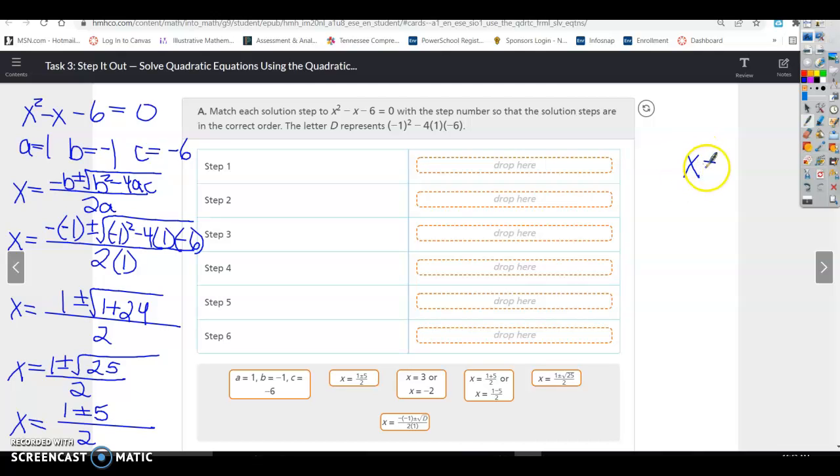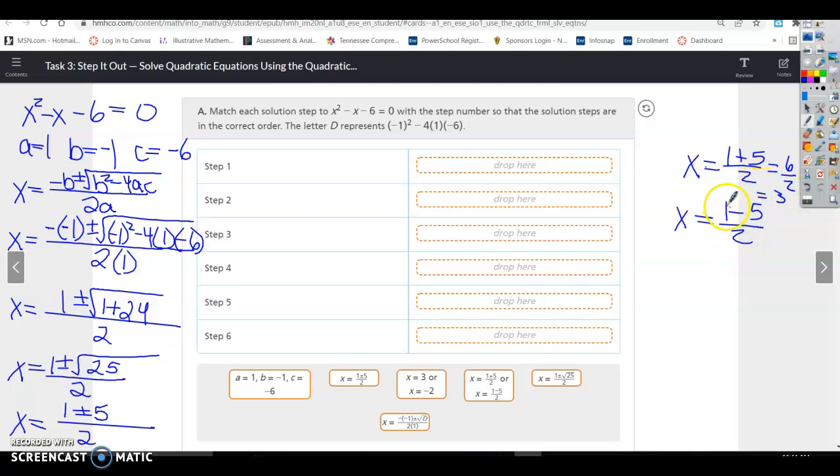So I have x equals 1 plus 5 over 2. And I have x equals 1 minus 5 over 2. So what I did was take this step, and I did 1 plus 5 and 1 minus 5 to get these two equations here. So I can simplify those. So this becomes 6 over 2, and I went ahead and wrote 3. So this is 6 over 2, or 3.